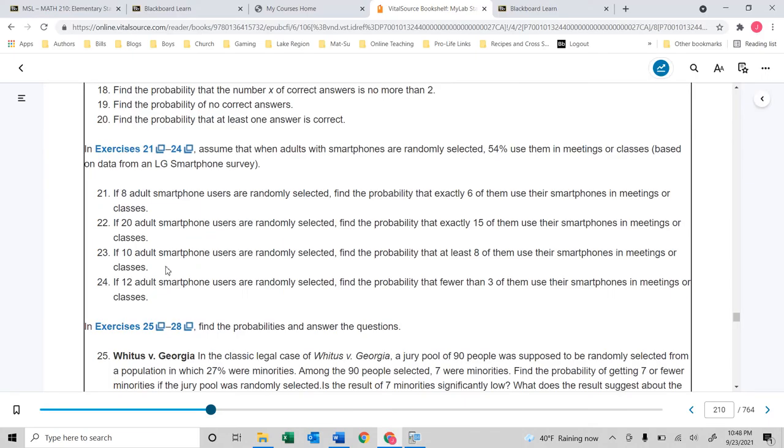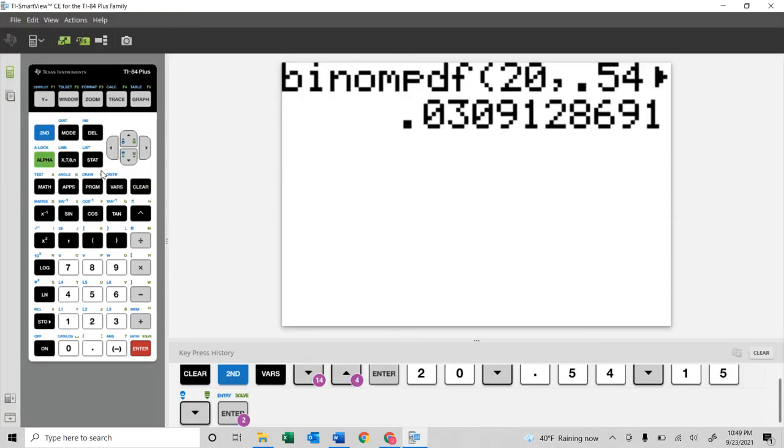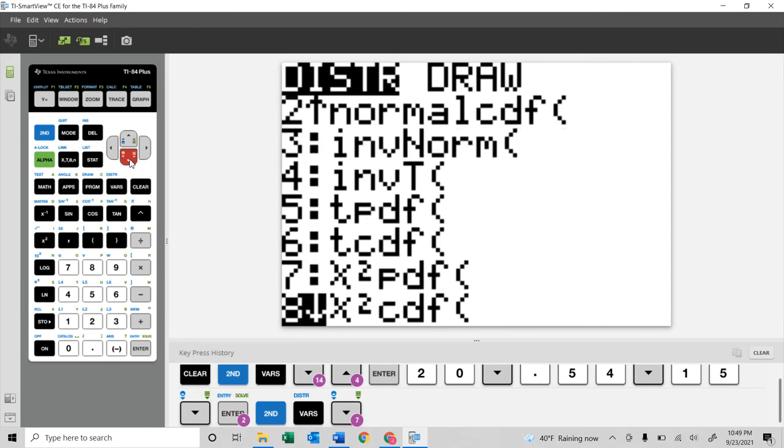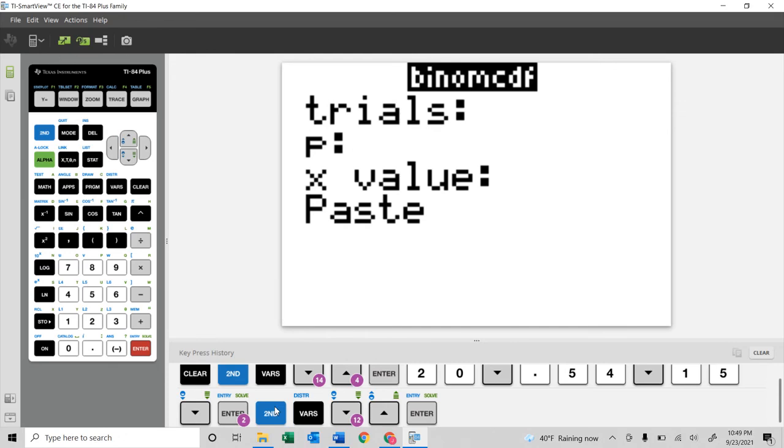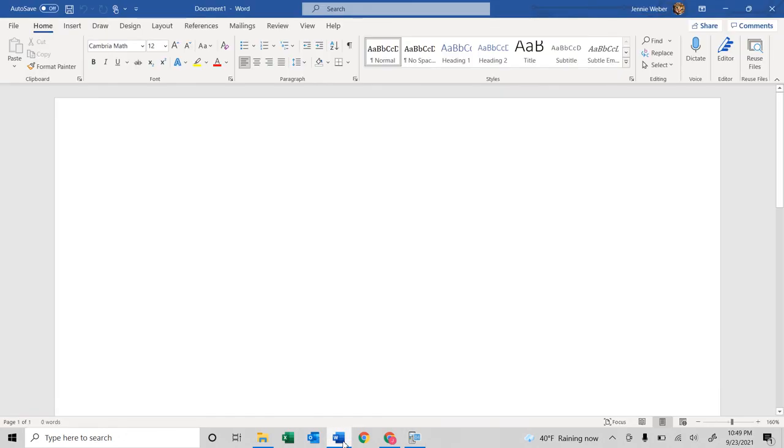So as I look at this one, if 10 adult smartphone users are randomly selected, find the probability that at least 8 of them use their smartphones in meetings or classes. Okay, at least 8. That means 8, 9, and 10. Okay, so here's the thing. I'm going to come back here. I'm going to go to second VARS again, and now I want the CDF, cumulative, okay? But what I put in is going to matter here.